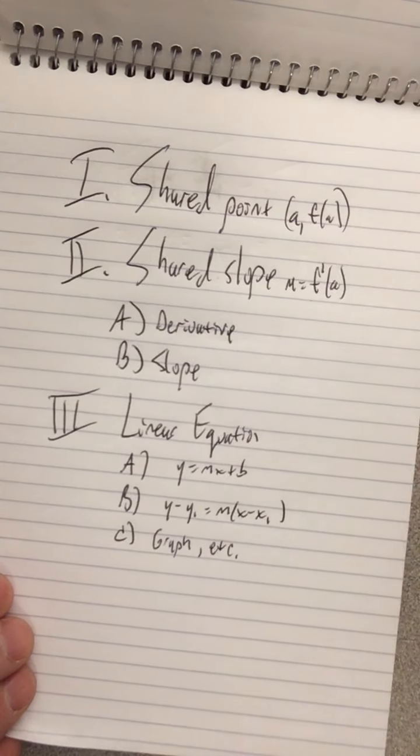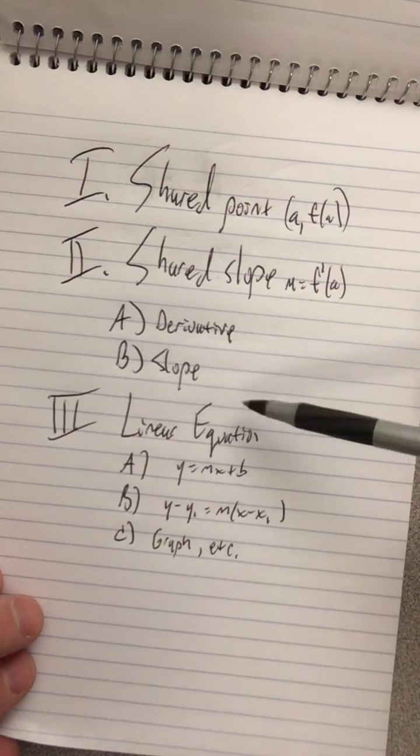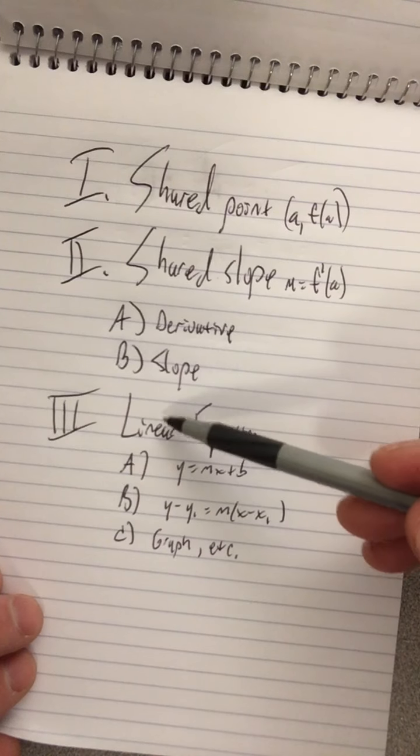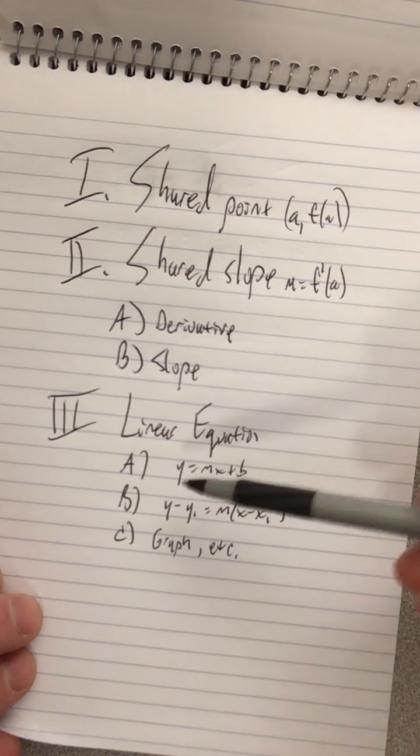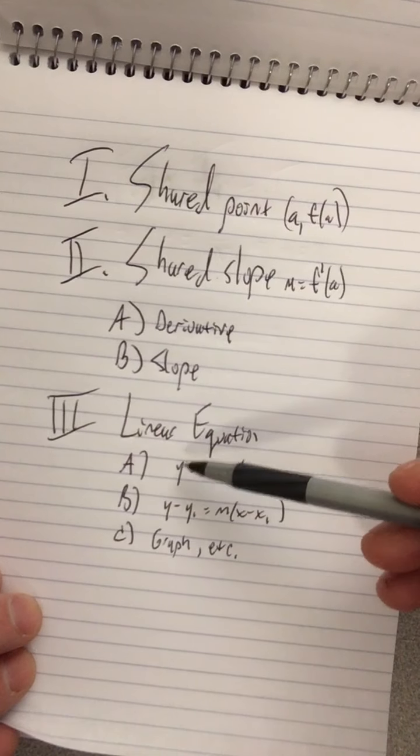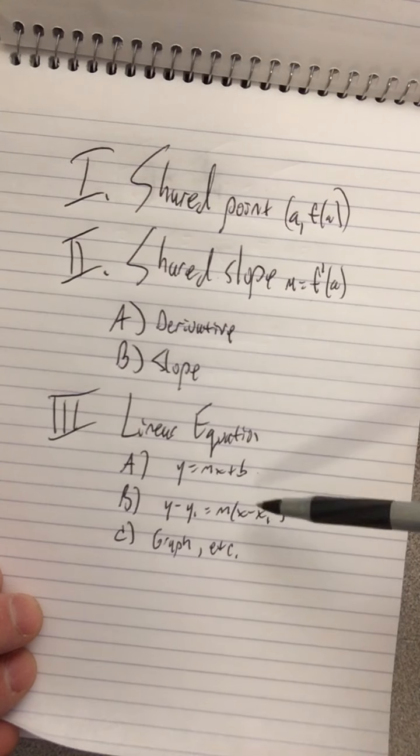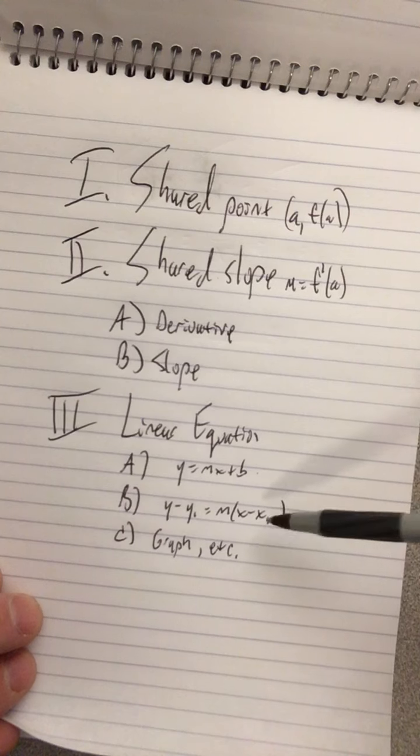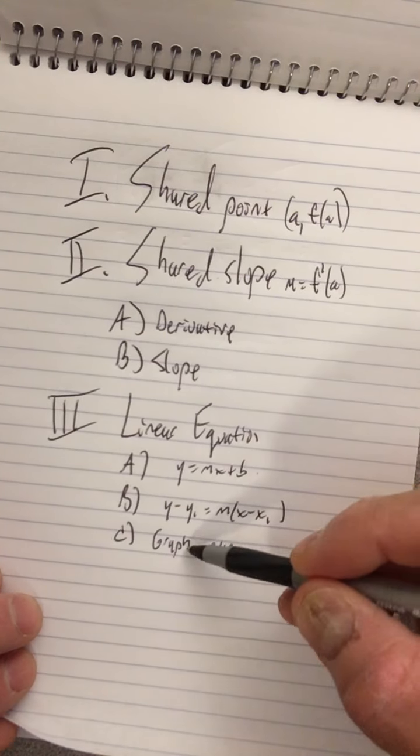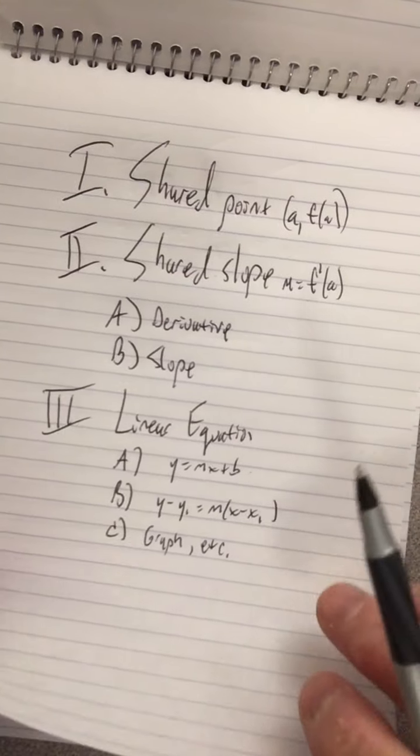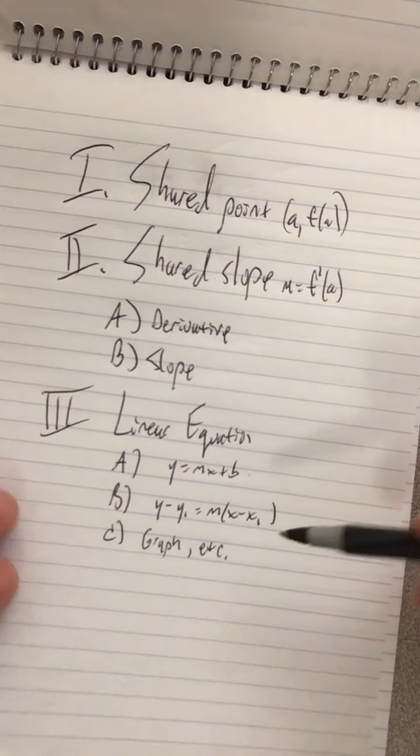And then, of course, they're lines tangent to the curve, so they are described by linear equations, y equals mx plus b. And there's a lot of ways to get the linear equation. You can use the slope-intercept form, or the point-slope form, which is really just the slope formula rewritten, and the graph, and so on. So there's a lot of different ways to do this last one.